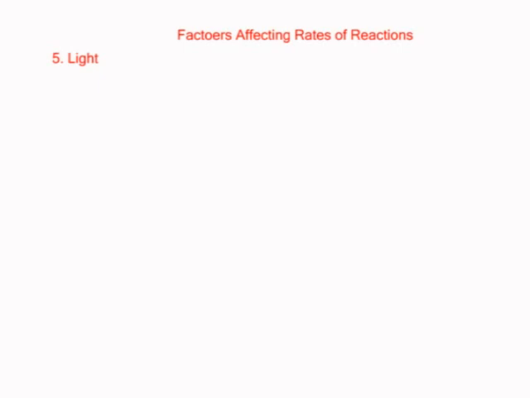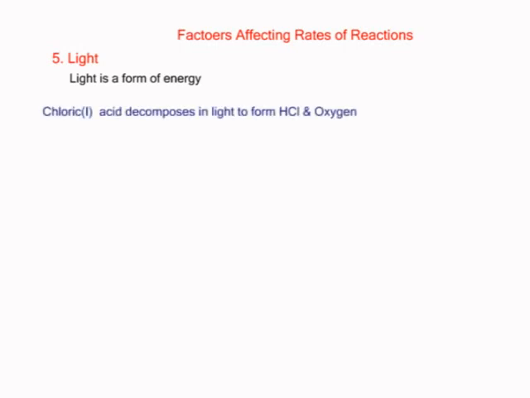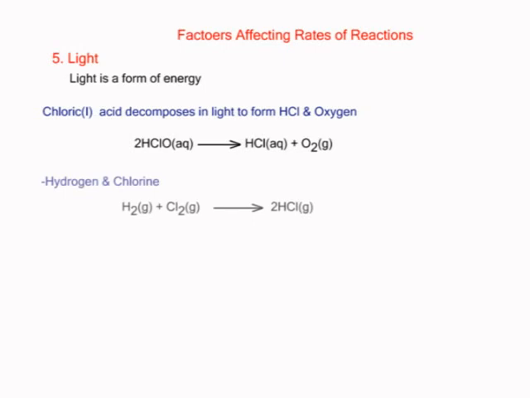Next, light. Now light is also a form of energy and affects the rates of some reactions. For instance, when chloric 1 acid is left in the dark, nothing would happen. But in the presence of UV, the acid decomposes according to this equation. Now there are other reactions that are also light dependent and include: 1. The reaction of hydrogen and chlorine, which react explosively when exposed to light according to this equation. 2. Halogenation of alkanes, for example, bromination of methane, requires the presence of UV to form bromomethane and hydrogen bromide.